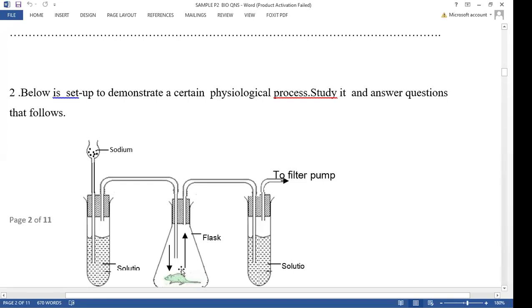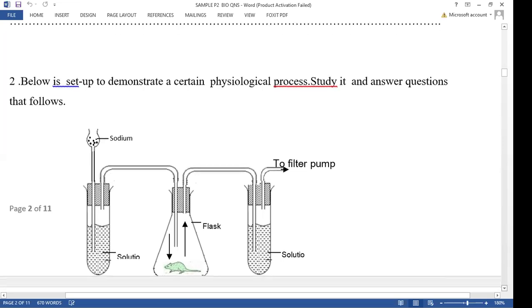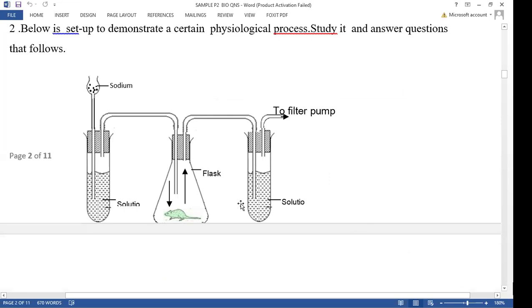So for this mouse, a process is occurring within it that is responsible for the change of color of solution D. It was not indicated well, but it should be solution D. So the process being investigated here, I'm saying, is respiration. So let's move to the questions, Mr. Paul.